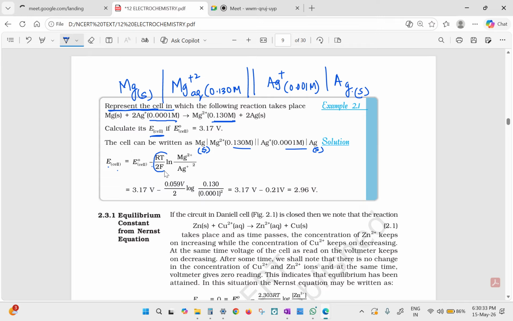Okay, you don't see 2.303 RT. That is because this is to the base e. Right, children? This is to the base e.